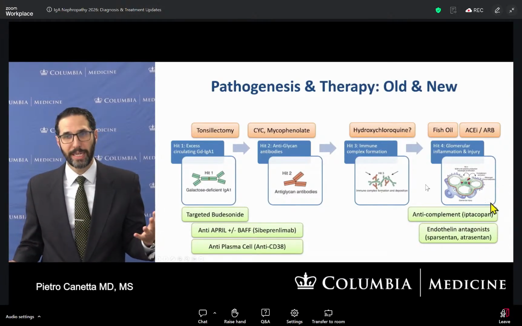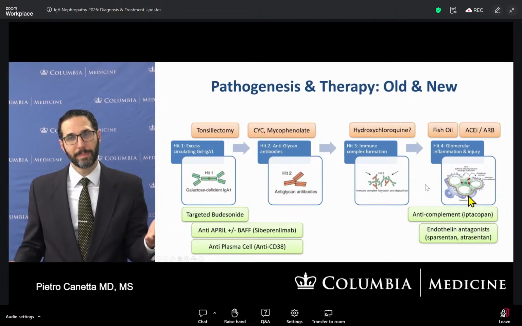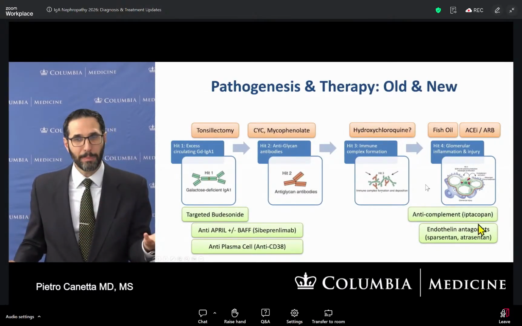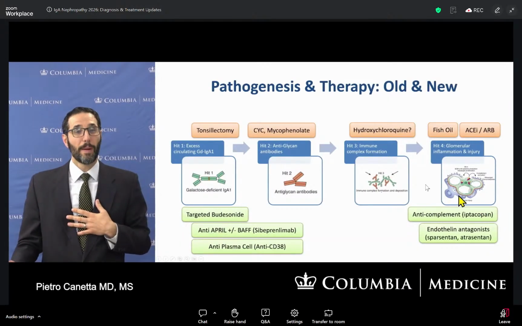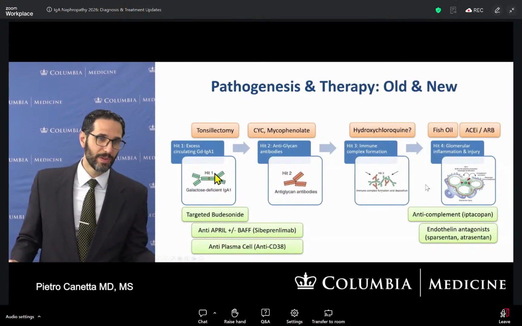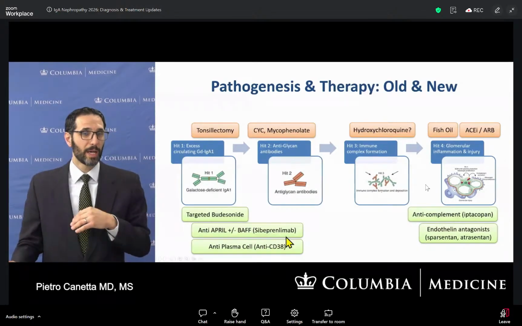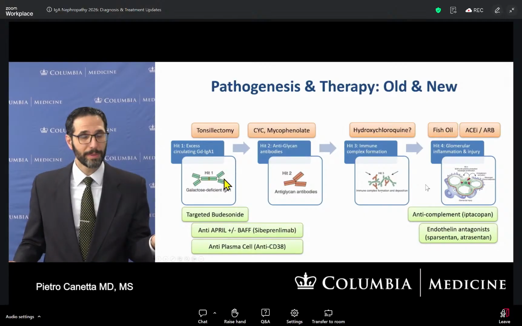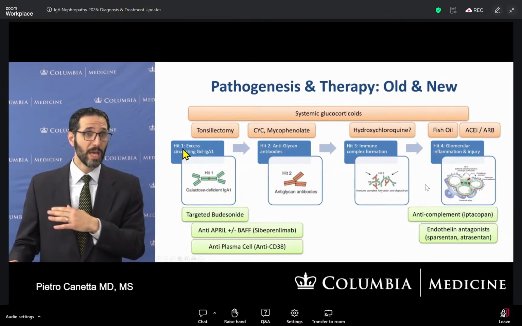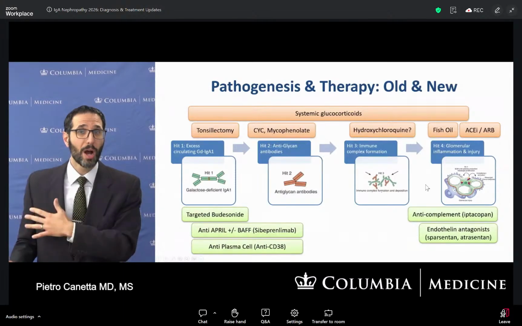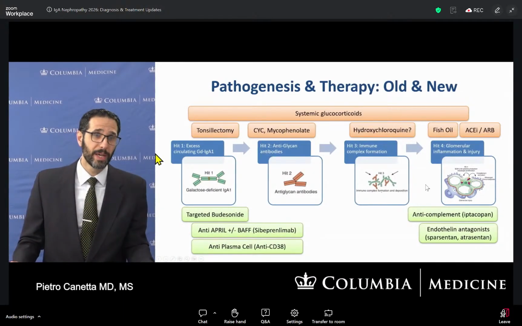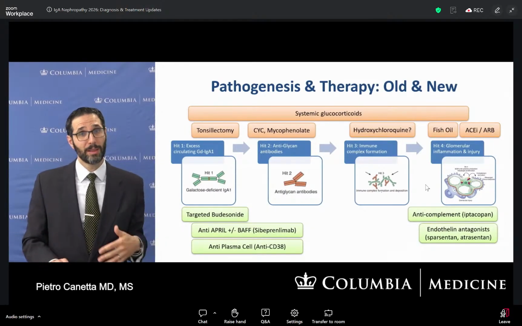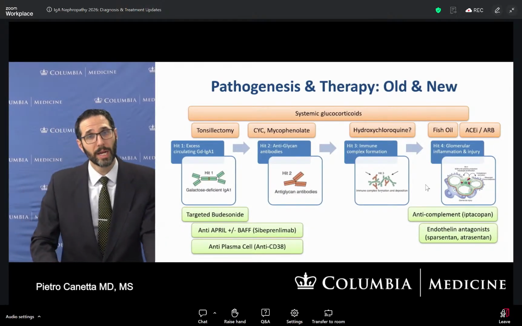Some of which act really in the inflammatory portion and the glomerulus, like complement drugs, we think act here. Certainly our supportive drugs like ACE inhibitors and probably endothelial antagonists act here. On the other hand, we can try to prevent galactose-deficient IgA production with anti-APRIL or BAFF drugs and plasma cell drugs. Targeted budesonide, which I'll discuss, probably also acts here as well. And then systemic glucocorticoids, you could make a story for where they act across all of the disease pathogenesis here, which is why they've probably been the one thing that has, for many years, been the only thing that had been proven to be consistently effective.